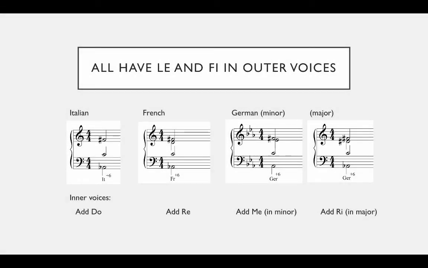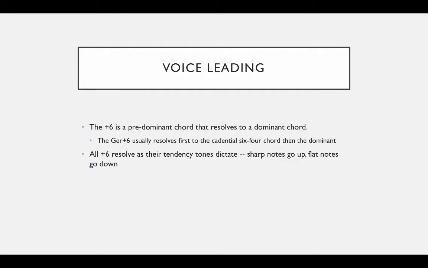Let's compare all the augmented 6 chords that we've learned, the Italian, French, and German. All of these have lay in the bass and fi in the soprano. The augmented 6 is then highlighted in the outer voices. For the Italian augmented 6, you add do. In the French augmented 6 chord, you add do and re, which gives it this beautiful major second crunch in the middle. For the German augmented 6 chord, there's a minor third or an augmented second in the inner voices. That is C and E flat, or do and may, or C and D sharp, do and re. The voice leading of these augmented 6 chords is very straightforward.